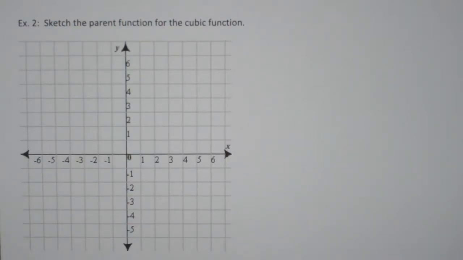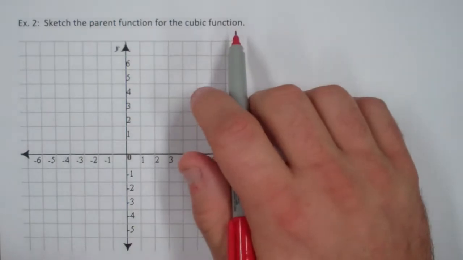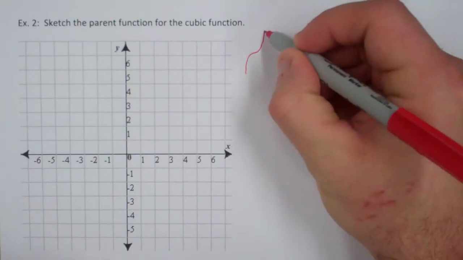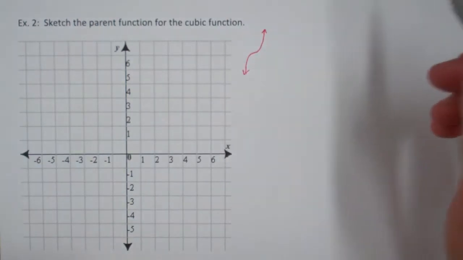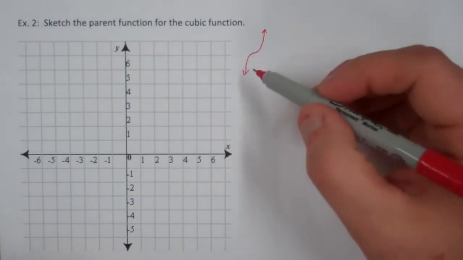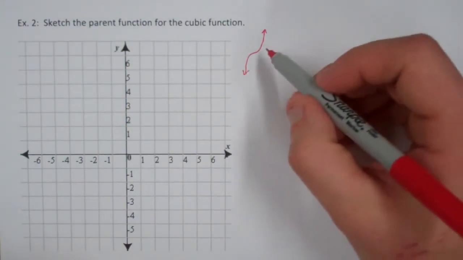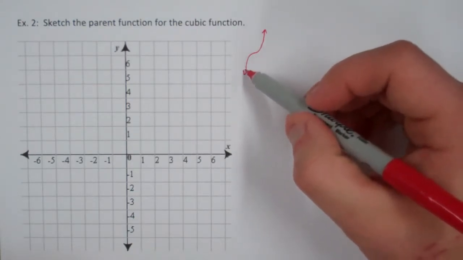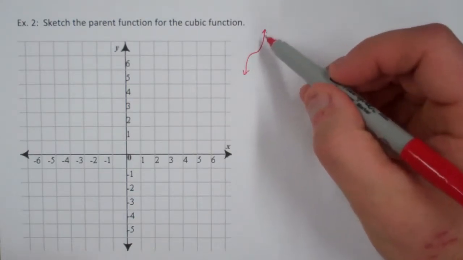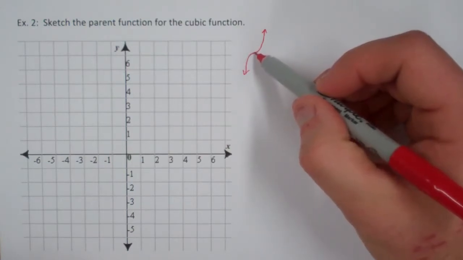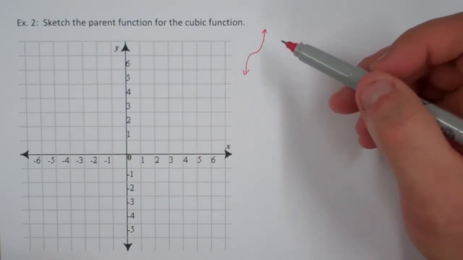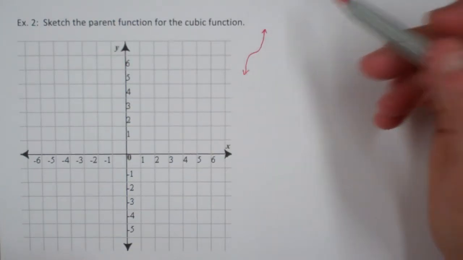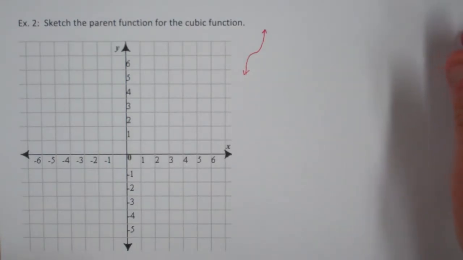In example 2, we need to sketch the parent function for the cubic function. The parent function for the cubic function is going to look kind of like this. Some people describe that as sort of S-shaped a little bit. It also has this little point right here we call a point of inflection, so it's where the graph kind of changes around there. And if you were to choose that point, the graph would have point symmetry around that point. In other words, if you rotated it 180 degrees on that point, then the graph would look like itself.